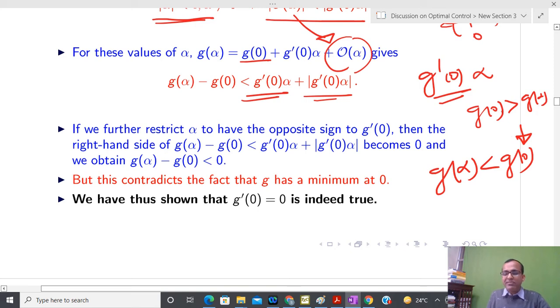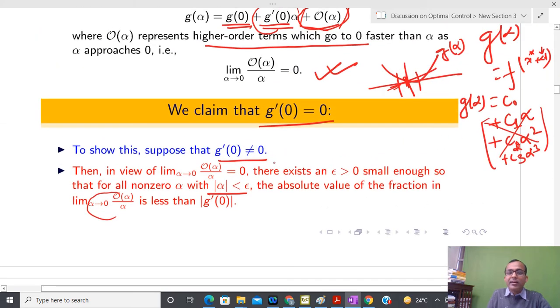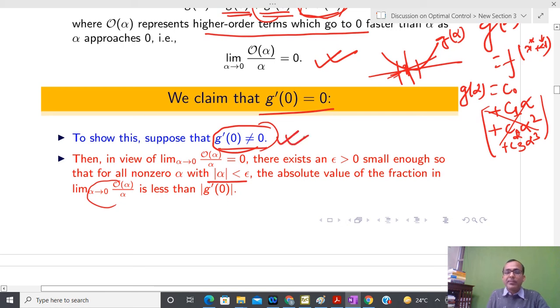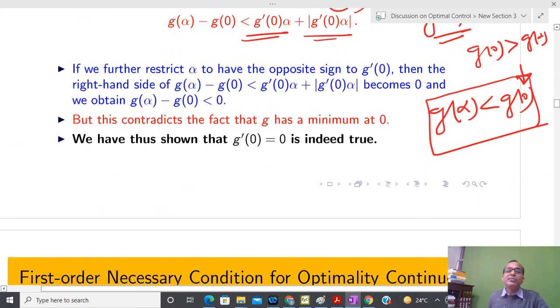But what happens by definition? I come up with this kind of inequality, and due to that, if I assume that g dash is not equal to 0, then some contradiction comes into the picture, at least in some specific case, and due to that I cannot assume this. Okay, so I have only one conclusion, that g dash equals 0. So in this way you are able to prove why g dash equals 0.